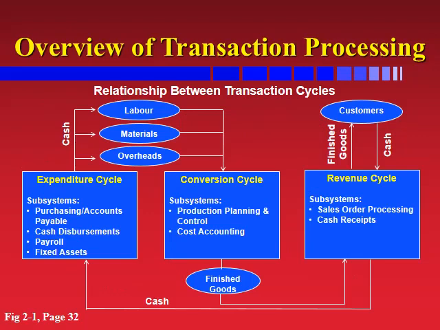Business activities begin with the purchase of goods in the case of a trading business, or the purchase of materials in the case of a manufacturing business. Now, the purchasing or the accounts payable subsystem within the expenditure cycle records the order placed with suppliers. It takes on goods received from suppliers, and it creates the accounts payable to be paid later. The cash disbursement subsystem authorizes the payment, disperses the cash to suppliers, and records the transaction by reducing the cash and accounts payable accounts.